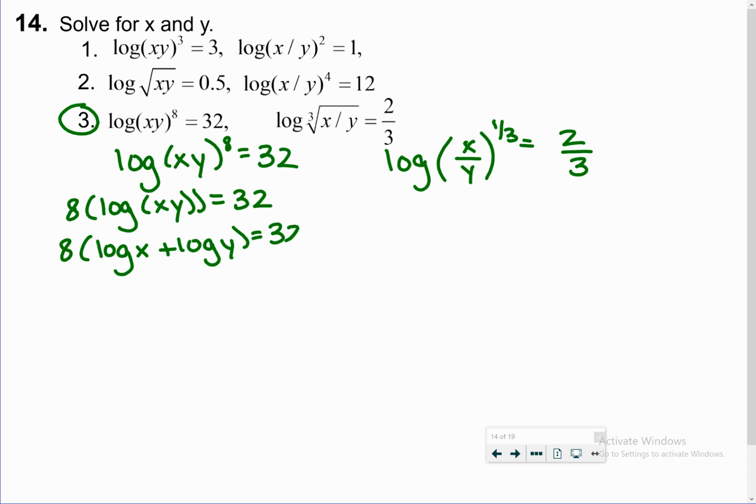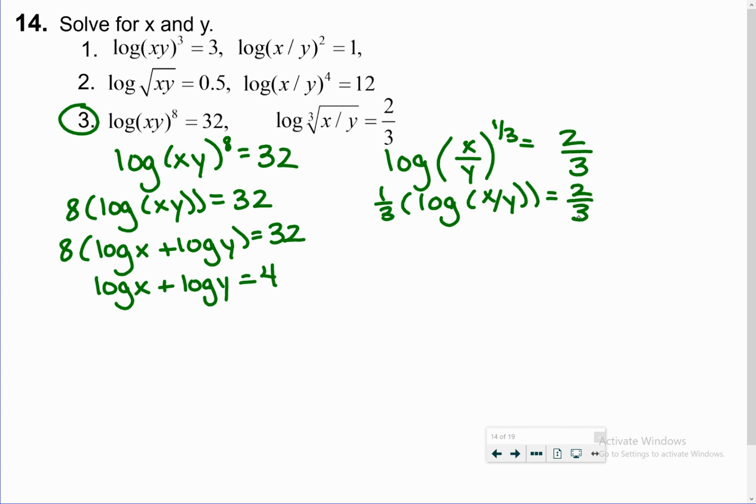So I can make it log x plus log y. And then you could actually at this point just make your life easy and just divide both sides by 8. So log x plus log y is 4. Okay. On the other side, I have a 1/3 power, very similar. I'm going to bring it down. So 1/3 log of x over y equals 2/3.